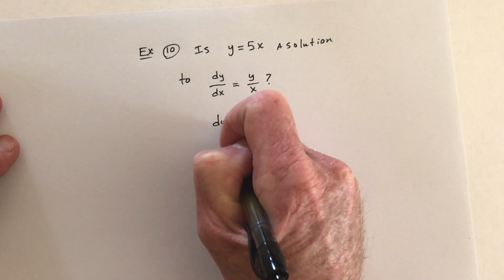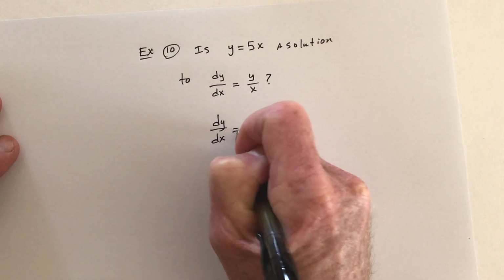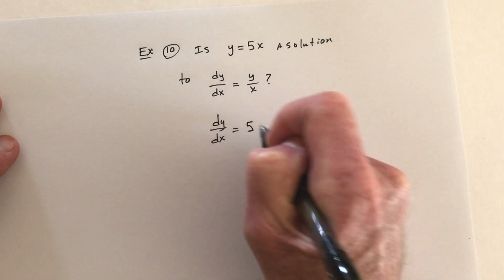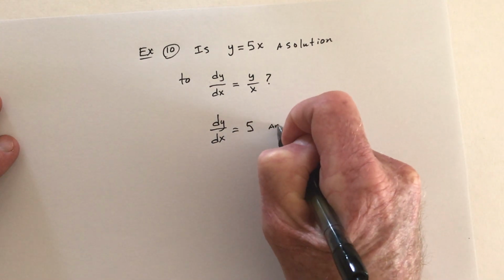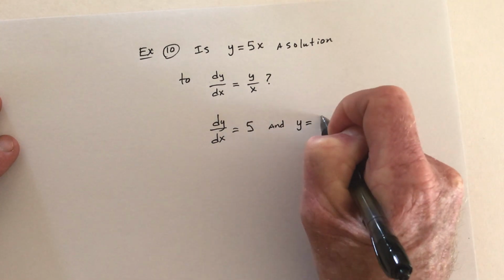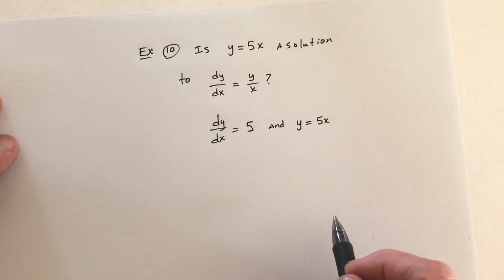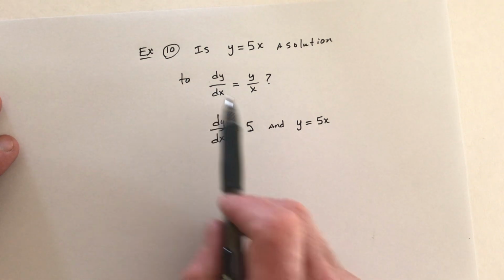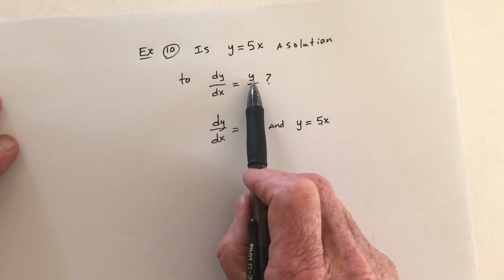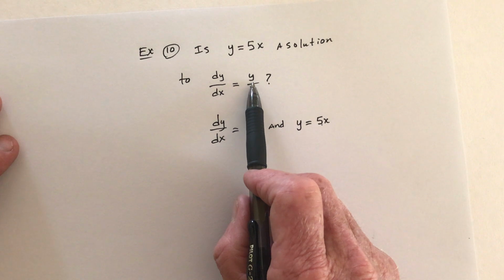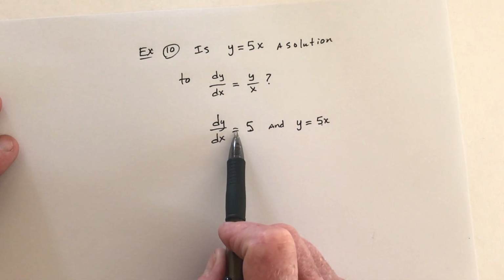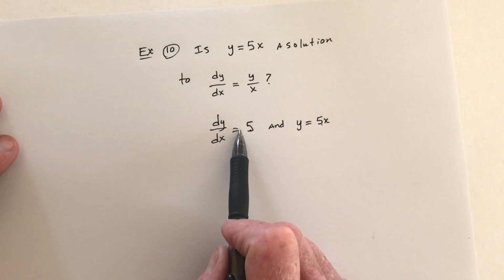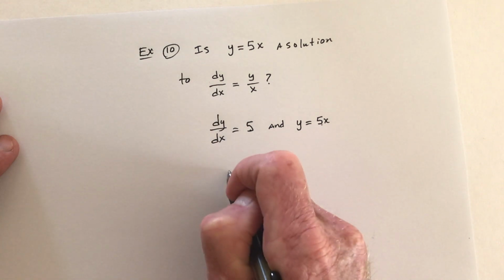All right, dy dx. The derivative of 5x is just 5. And I know that y equals 5x. So I can plug this in for dy dx on the left side. I can plug this in for that y on the right side and then see if they're equal. So there on the left side, dy dx gets replaced with a 5.